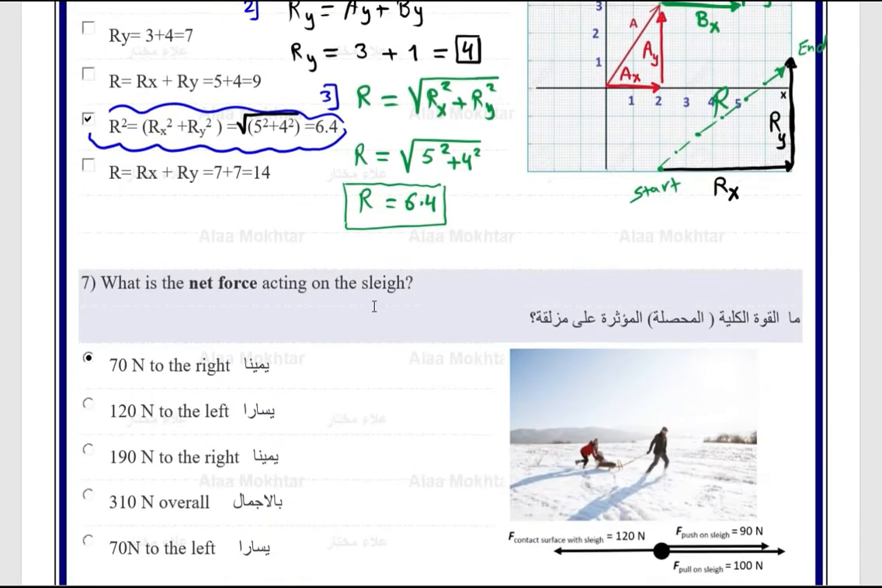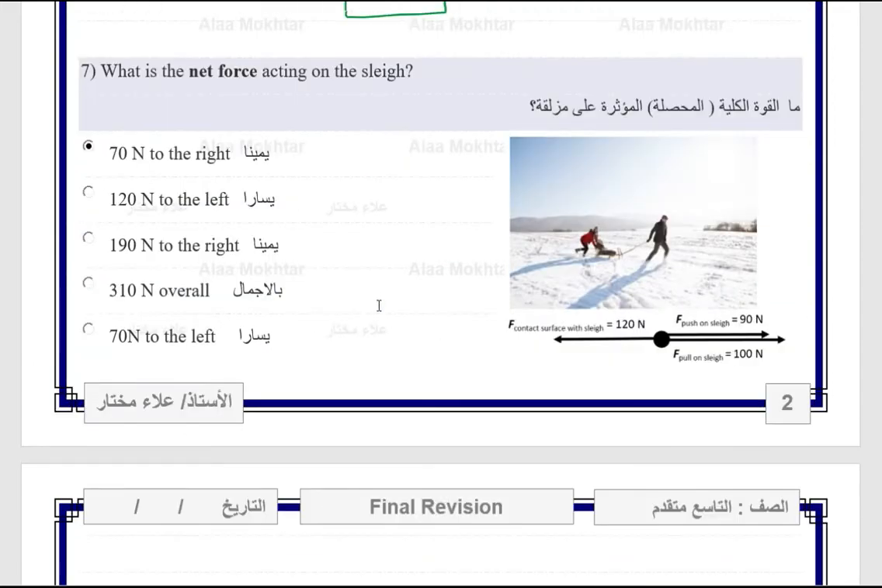Question number 7. What is the net force acting on the slide? Again, net force is F net. Look at this figure. How many forces are in the figure? There are 3 forces, 2 forces to the right and 1 force to the left. I can write F1 is 90 Newton to the right, F2 is 100 Newton to the right, F3 is 120 Newton to the left, and the right side is positive, the left side is negative.